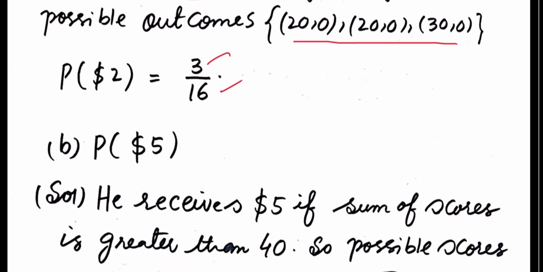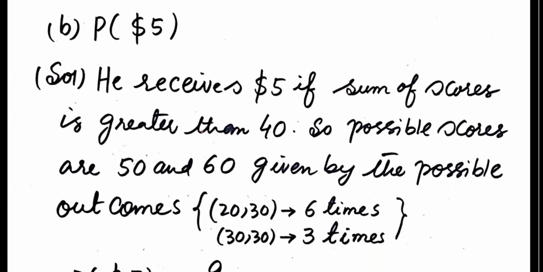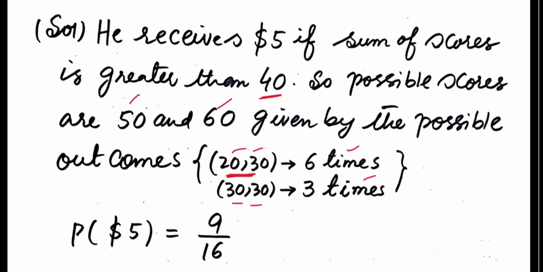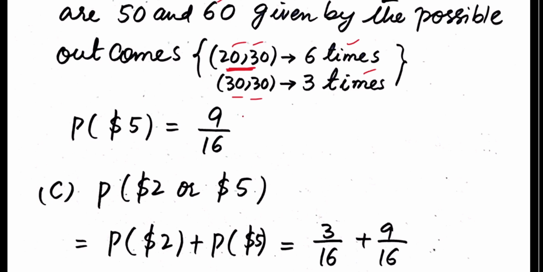He will receive $5 if the sum of score is greater than 40. A score greater than 40 is either 50 or 60. It is given by the possible outcomes: 20 and 30, this gives sum 50. It is 6 times in the table. And the other score is 30 and 30, this gives 60. This is given 3 times in the table. So the favorable outcomes are 9 out of 16. So the probability is 9 over 16.